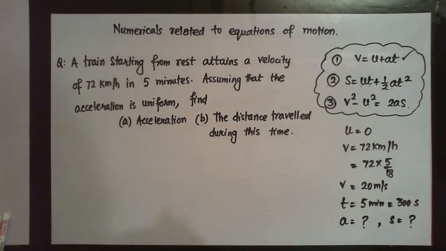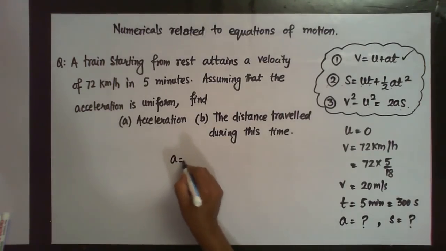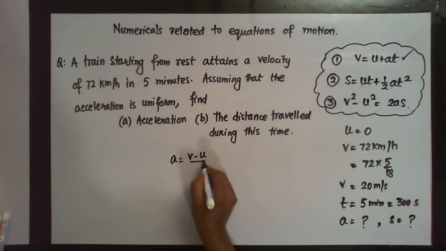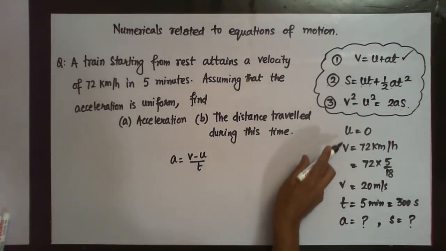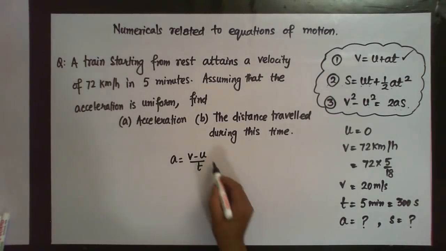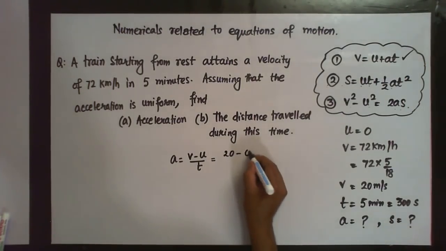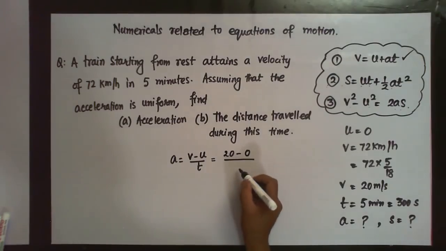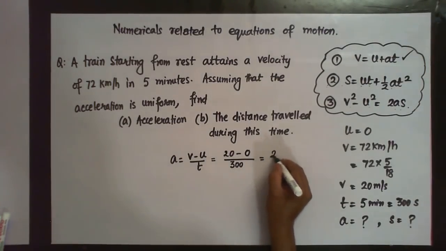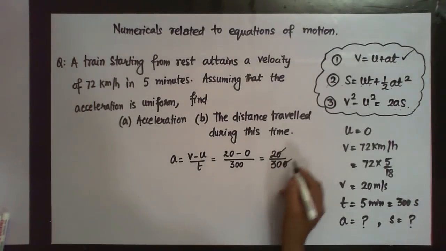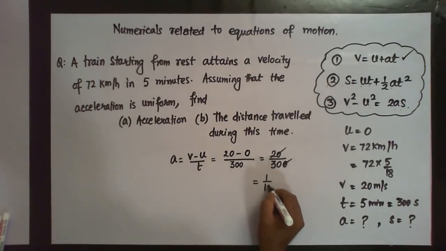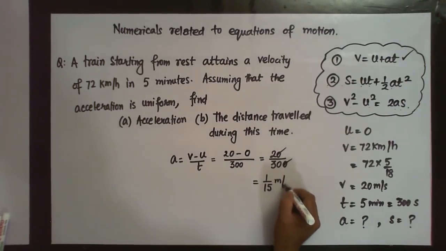So to find acceleration, we need to use the first equation of motion. A is equal to V minus u by t, because u is known, v is known, t is known. So v is 20 minus u, which is 0, by time, which is 300. So it is 20 by 300. 0 gets cancelled. You get 1 upon 15 meter per second square.